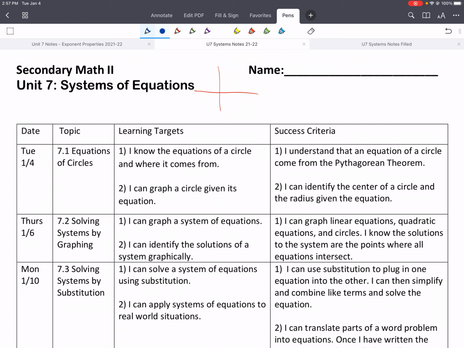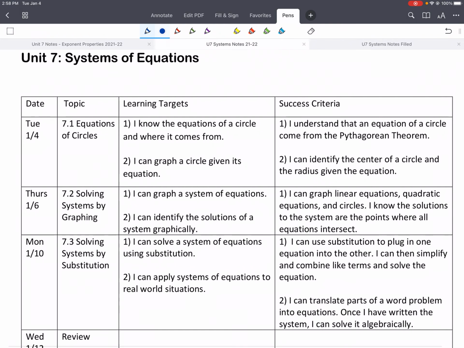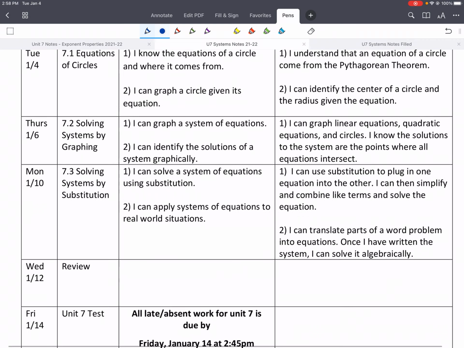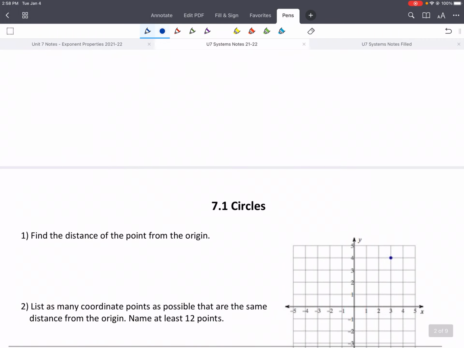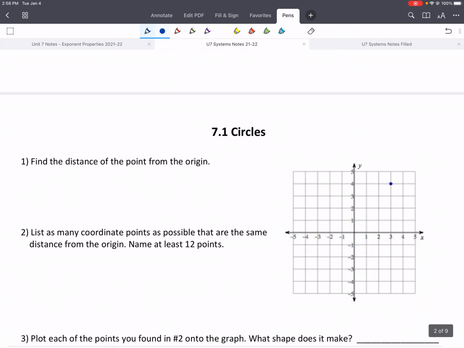Okay, you've done that before, and what we're going to do is add that with quadratics and also circle equations. So that's what we're going to talk about first, equations that make circles, and then in 7.2 and 3 we will solve systems by graphing and by substitution. So some of this is new, some of it is review. So please, if you have any questions, let me know.